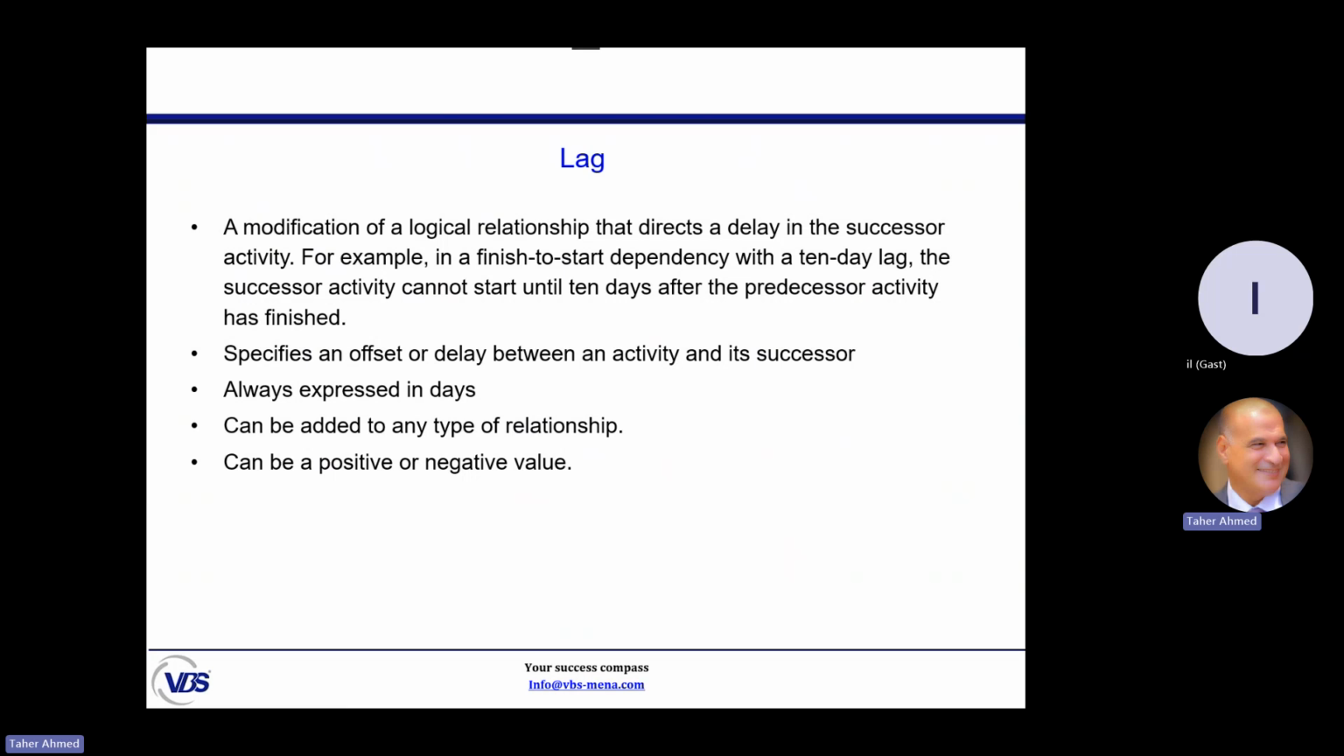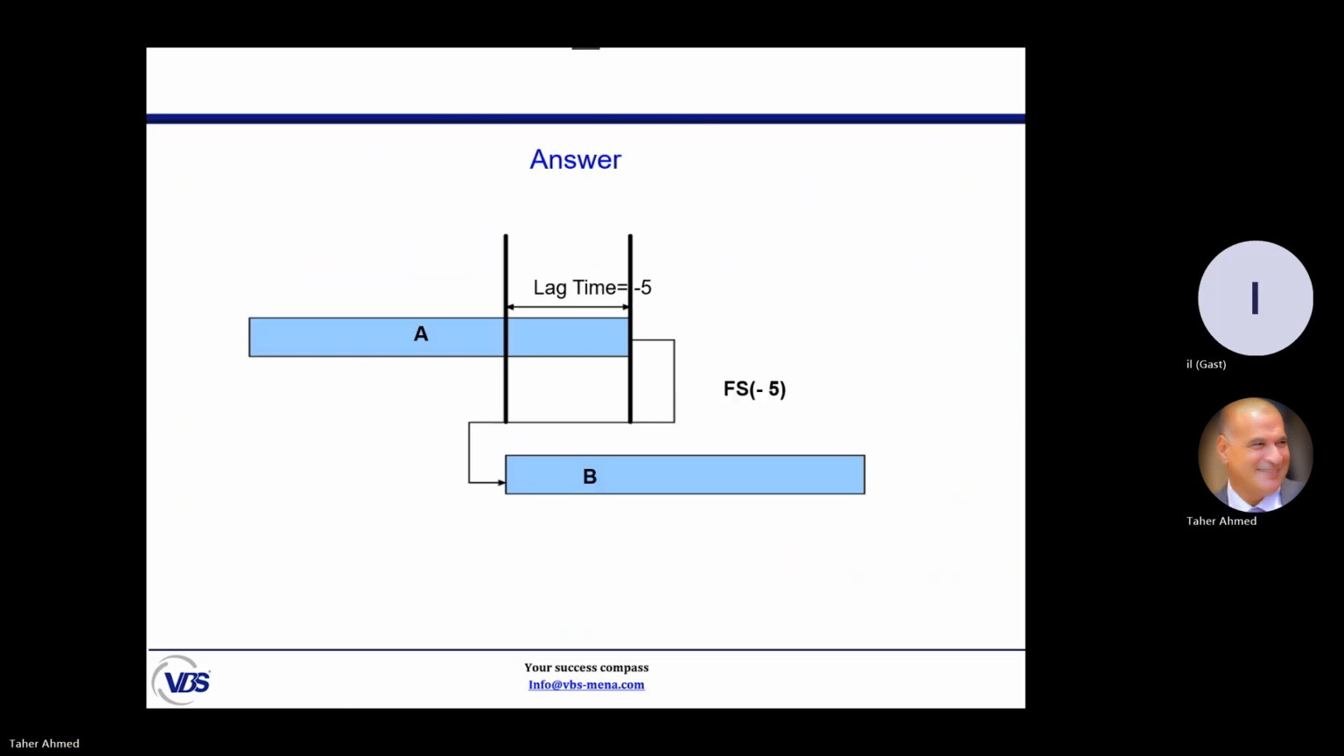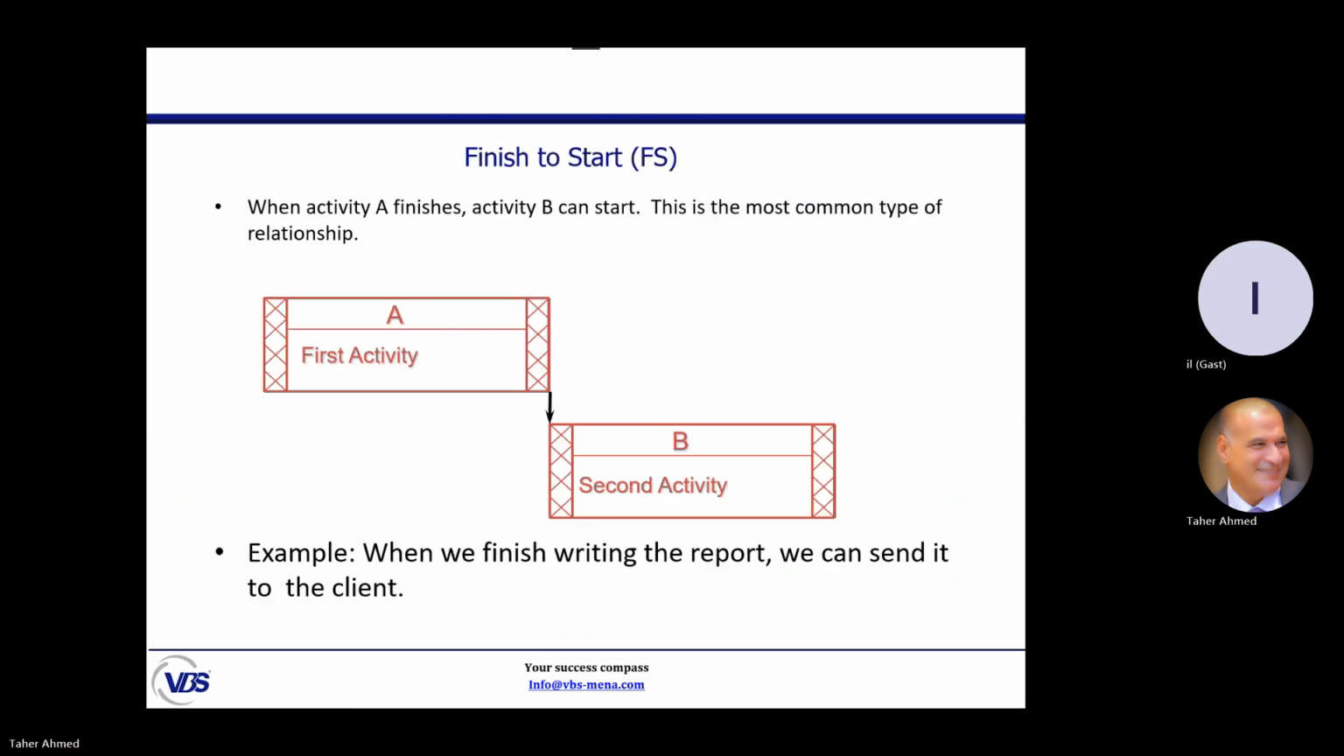Also, we need to understand something called lag. What is lag? Lag is a modification of the relationship. The original relationship is finish to start, like this. But the second activity will not start immediately. It will start after a while, 5 days after finishing the predecessor activity. How to represent it? Make the relationship finish to start, but add something called lag. Lag will make a delay for the start of the successor activity. We have another one called lead. Lead will make overlap between the activities.